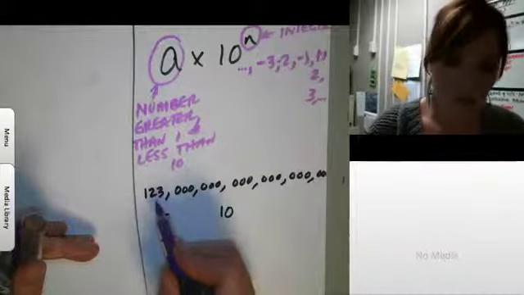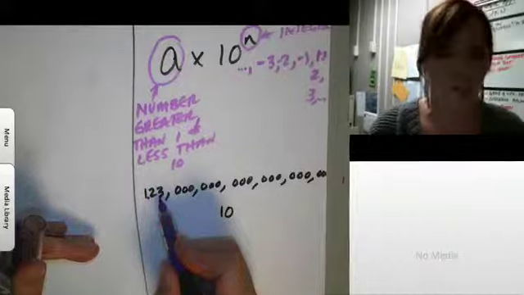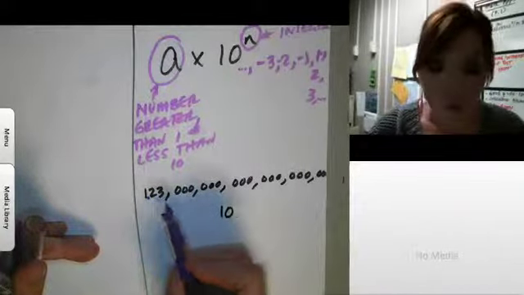Aiden. Between the 2 and the 3? That would give us 12.3. Is 12.3 less than 10? No. That's good. In between the 1 and the 2.